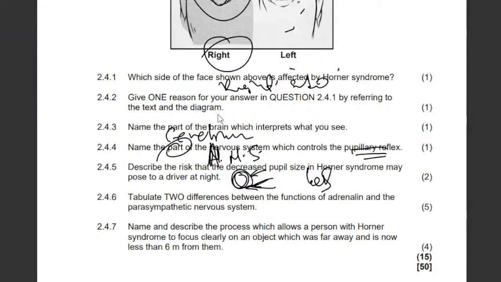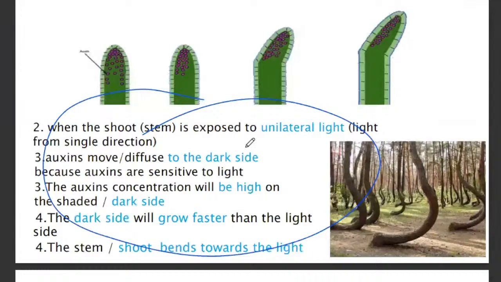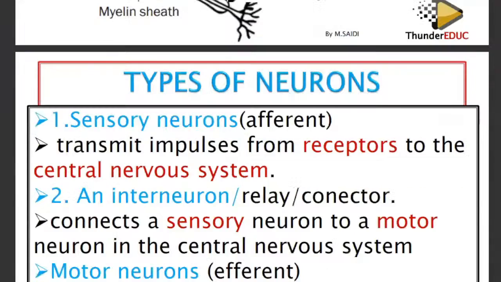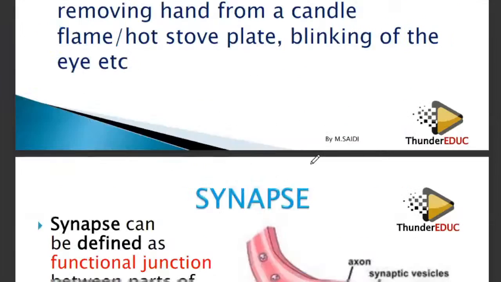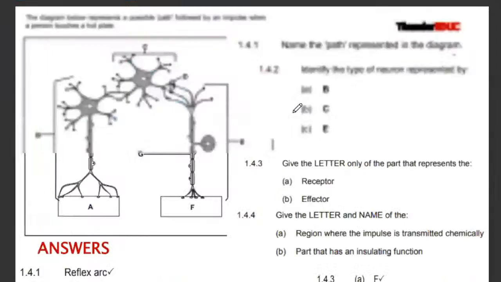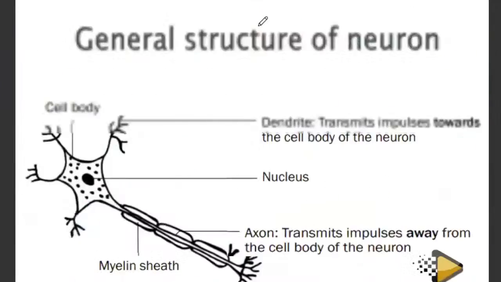Yes, tabulate two differences between adrenaline and the sympathetic and parasympathetic nervous system. So basically, remember, adrenaline is a result of the sympathetic nervous system. So they are looking at the difference between the sympathetic and the parasympathetic nervous system, as I explained before. That's what you are supposed to look at. This is what they are looking at.